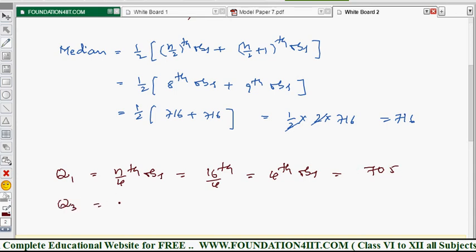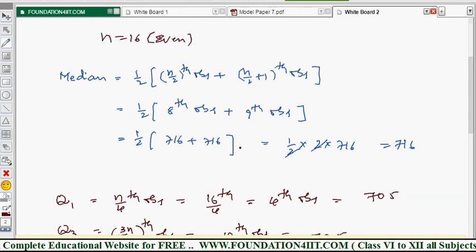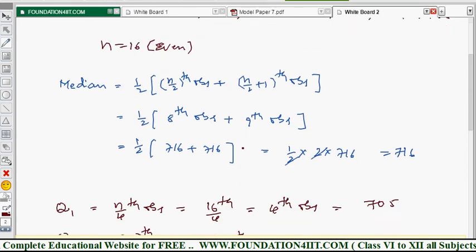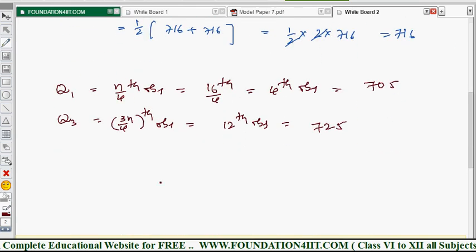And Q3 is 3 by 4 into n, so the 3n by 4th observation. That is 3 into 16 by 4, so it is the 12th observation. The 12th observation from the start is 725 in the list. So from the list you should count for the 4th one and the 12th one. Now the interquartile range. So this is the formula I will apply. So interquartile range.